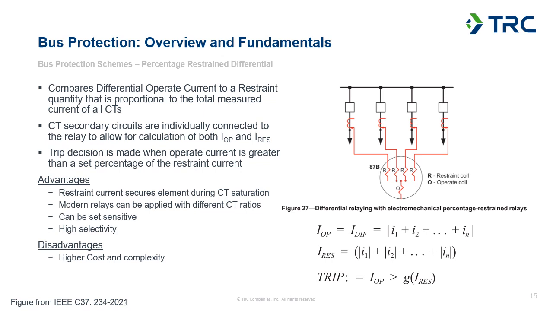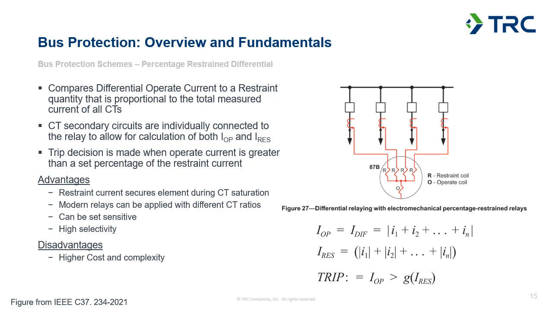There are multiple different ways you can calculate or measure that restraint quantity, but one of them I have shown here. Your operate current is the sum of all your currents, summing up considering both the magnitude and angle of each of those current measurements. And then your restraint quantity is the sum of just the magnitudes.